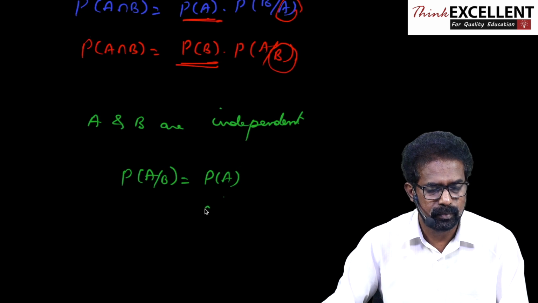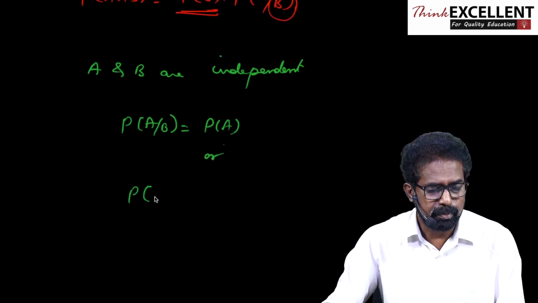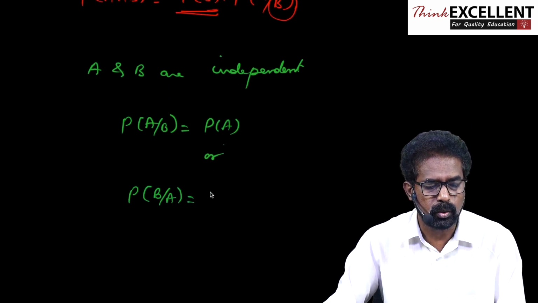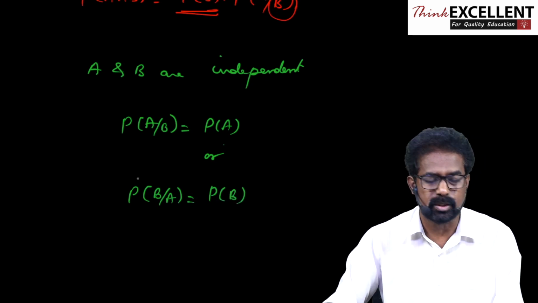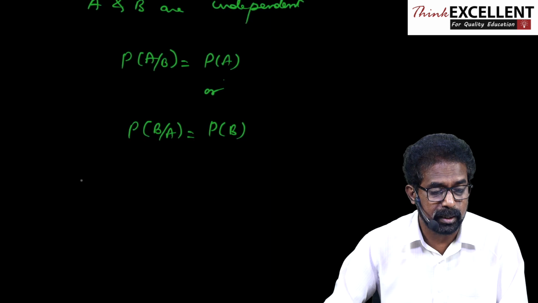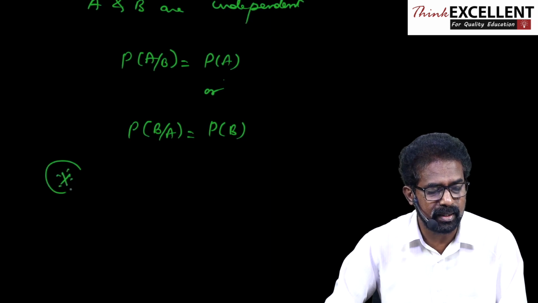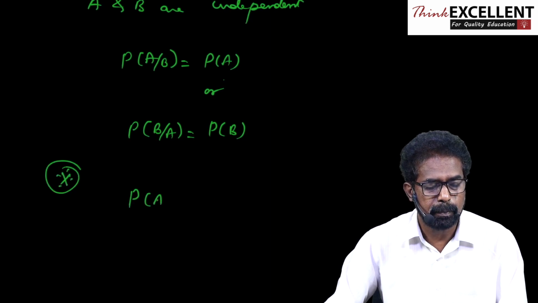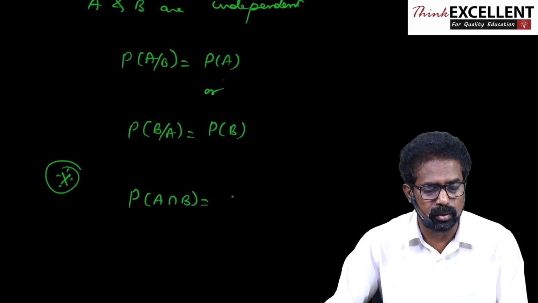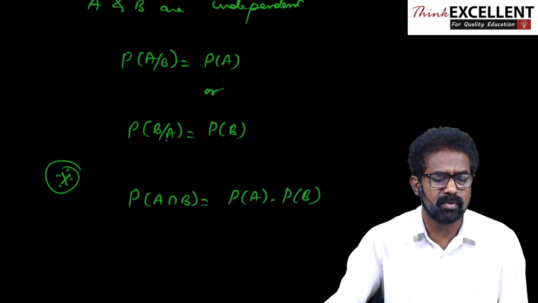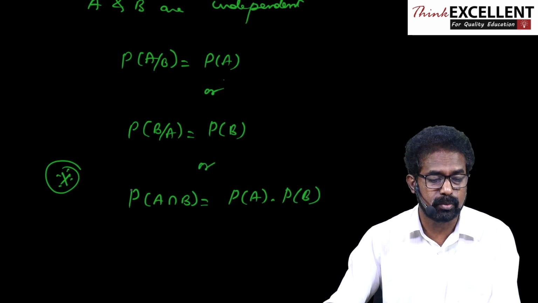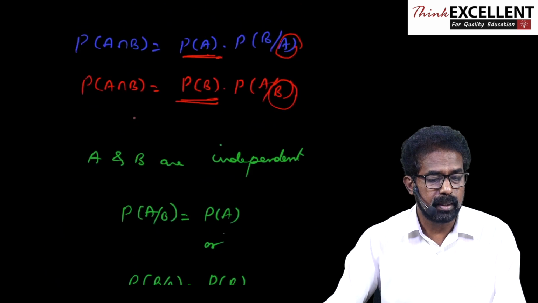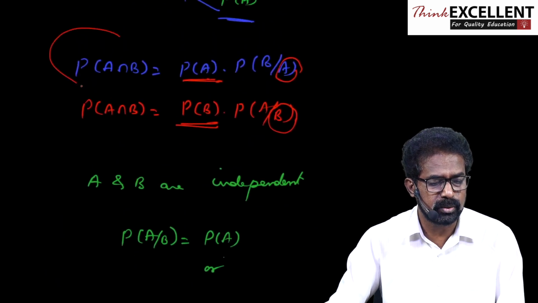Or you find P of B given A, you have to get P of B. Same explanation for that. But the most important one is, for two events to be independent, P of A intersection B is equal to P of A into P of B. Under whichever condition, you can say the two events are independent. The most important one is the last one. How we are getting P of A intersection B from any one of these.